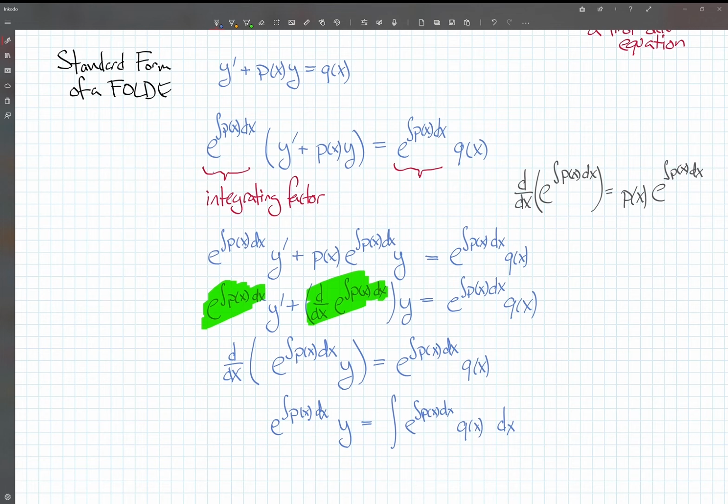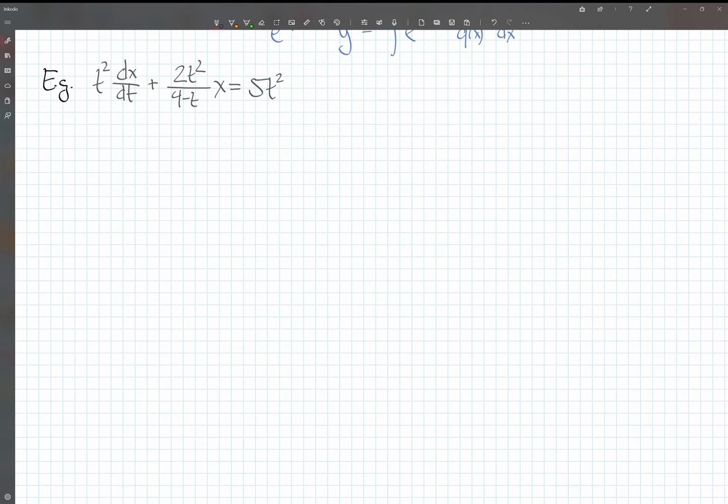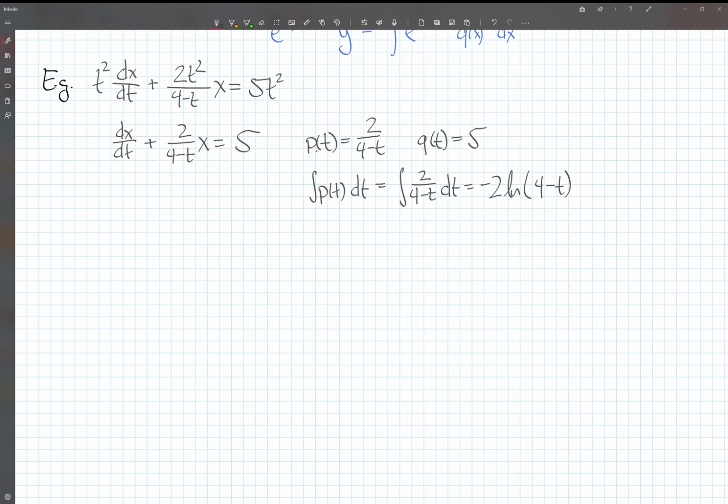Let's do an example. So let's take a look at this equation. It's t squared dx/dt plus 2t squared over 4 minus tx equals 5t squared. Notice that's linear, but this is in the general form. It's not in the standard form. So the first trick is to put it in standard form, which we do just by dividing by whatever's in front of dx/dt. That lets us identify our p and our q, and now we can compute the integrating factor. So that's the integral of p, and then the integrating factor is e to whatever that is. It's probably a good idea at this point to simplify that log, since I've got an e to the something. Okay, and now we're ready to multiply both sides by that integrating factor and integrate.